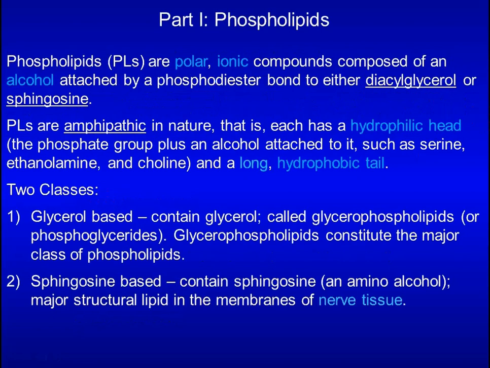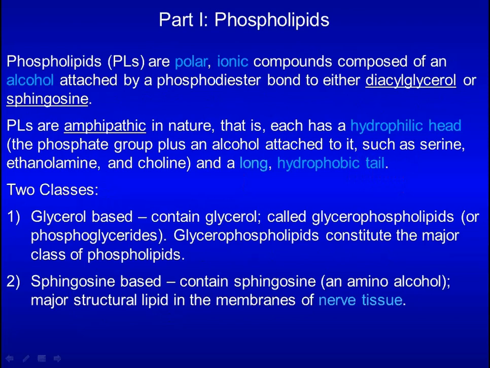Phospholipids are polar and ionic compounds composed of an alcohol attached to either diacylglycerol or sphingosine by a phosphodiester bond. Phospholipids are amphipathic in nature. Each has a hydrophilic head and a long hydrophobic tail.